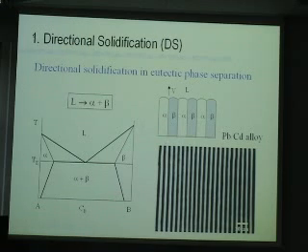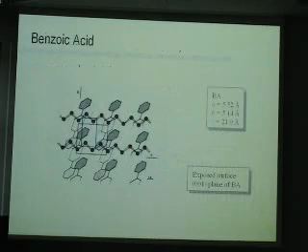So in this case, lead and cadmium directionally crystallize together and then create the regular structure. So we adopt this idea to our system with the block polymer. We're going to use the block polymer as one solid state. And also we need another solid state to make the directional solidification.